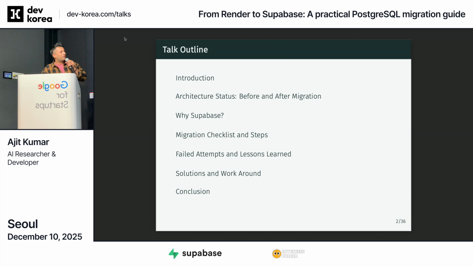I will be speaking for 10 minutes. This is just a quick outline. How was the architecture before and after? Why Supabase? Because this is a Supabase event. Then how we did the migration checklist and the steps. And the interesting part is the failed attempts due to the pro account and free account, IPv4, IPv6, all those technical details that Supabase enforces.